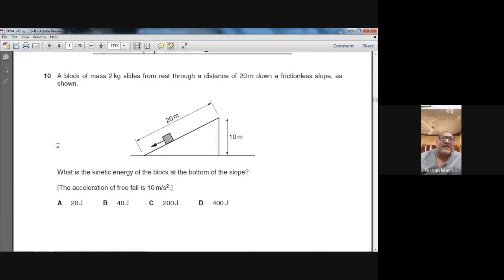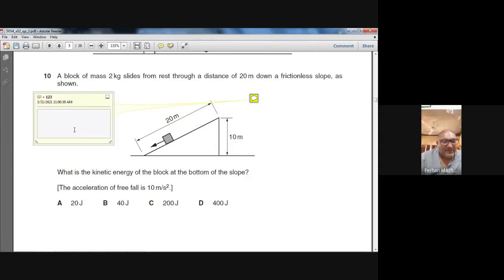A block of mass 2 kg slides from rest through a distance of 20 meters down a frictionless slope as shown. What is the kinetic energy of the block at the bottom of the slope? The acceleration of free fall is 10 meters per second squared. When the block is on the top, it has gravitational potential energy, and when it is at the bottom, it has kinetic energy. The potential energy from the top will be lost and converted into kinetic energy.